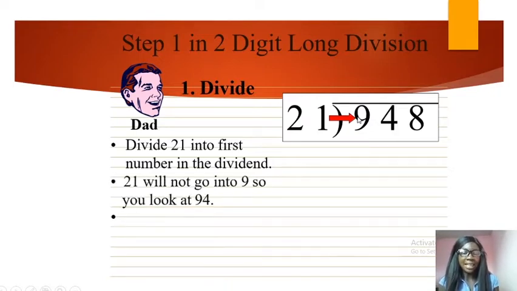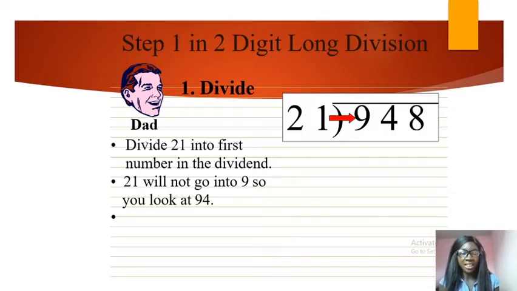Daddy says now 21 will not go into 9, of course. It's not possible. So daddy said we should go into 94, right? That's to say, if you pick the first digit of the dividend and you see that it is less than your divisor, you pick the next number. That's to pick the first two numbers. So if you check the first number, it cannot go, of course, because your divisor has 2 digits, right? Now you have to check the first two numbers of your dividend.